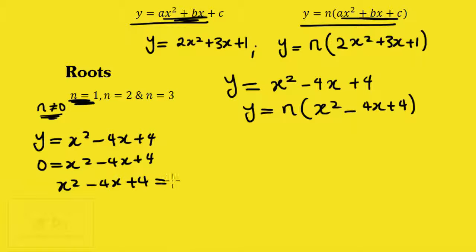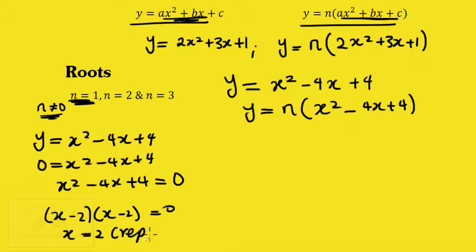So for this equation, I'm going to use the method of inspection, which is something we've covered already. So I'm going to quickly solve this. What two numbers do I multiply to get 4 and add to get minus 4? So the solution to this equation is x minus 2 is equal to 0 or x minus 2 is equal to 0. Basically, we have x equals 2 and we have a repeated root.